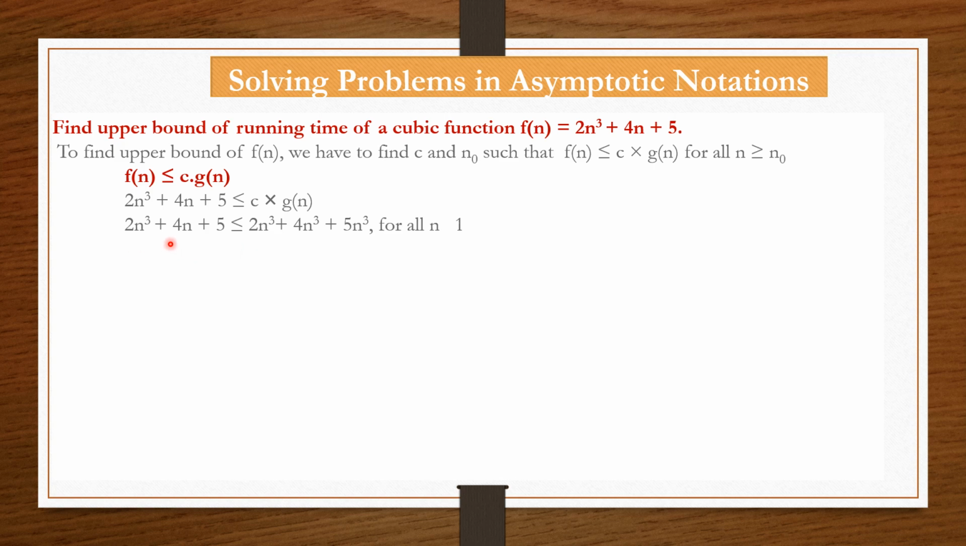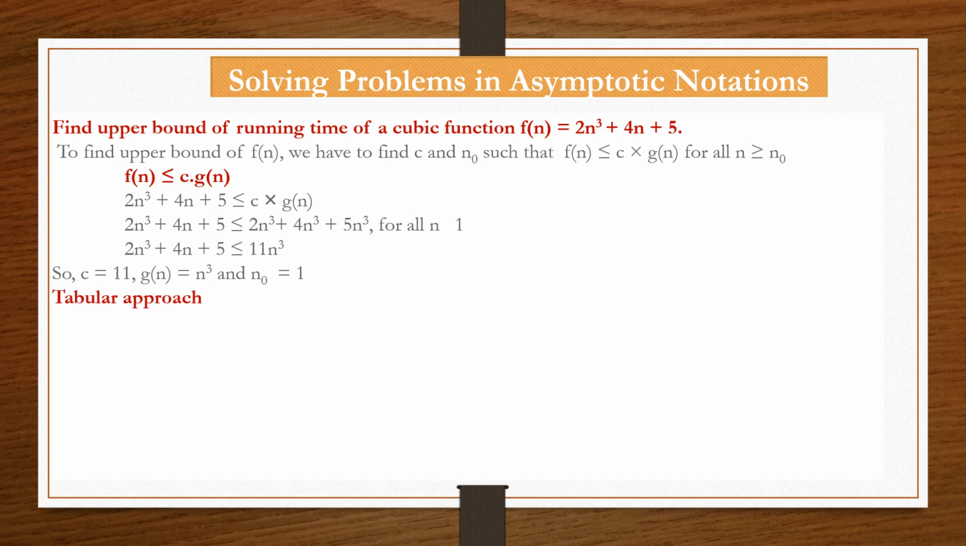So the same representations, 2n, 4n, 5 here, but I am including the highest power in all these notations in the right hand side. So it becomes 2n cube plus 4n cube plus 5n cube. When I add all these, it is 11n cube. So what can I infer from this? C can be 11 and g of n can be n cube. If that is the case, definitely 2n cube plus 4n plus 5 will always be less than or equal to the constant 11 into g of n, which is n cube. So this is what we have found.